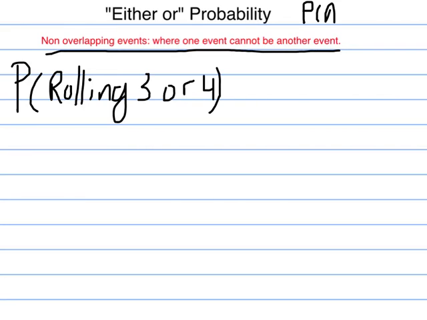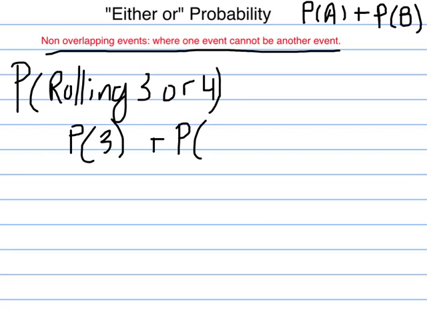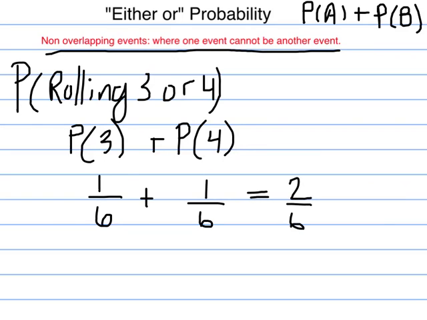just the probability of A happening plus the probability of B happening, where A, in this case, would be a 3, and B, in this situation, would be a 4. So the probability of rolling a 3 on a 6-sided dice is 1/6. The probability of rolling a 4 on a 6-sided dice is 1/6. So if you add those two probabilities together, it's 2 out of 6, or 1/3.